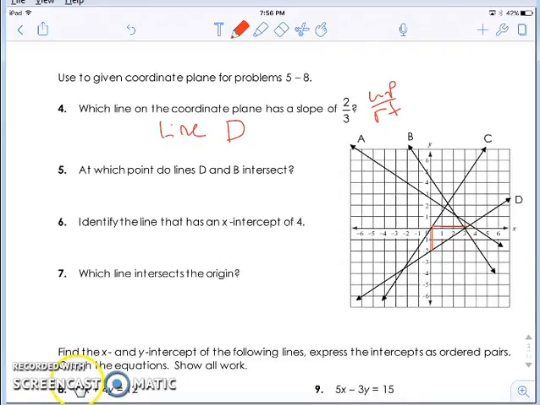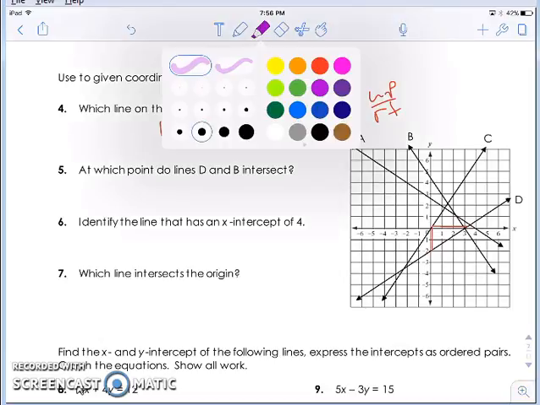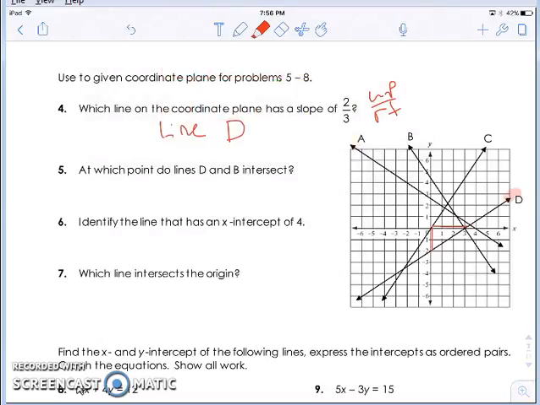Alright, so this is at what point do lines D and B intersect? So we're going to have line D and line B, and it looks like they intersect at the point 3, 0.